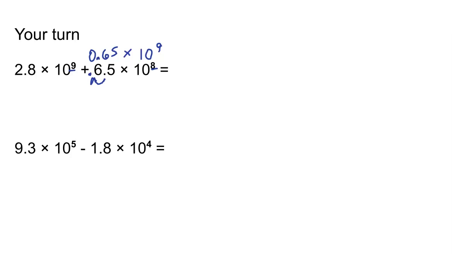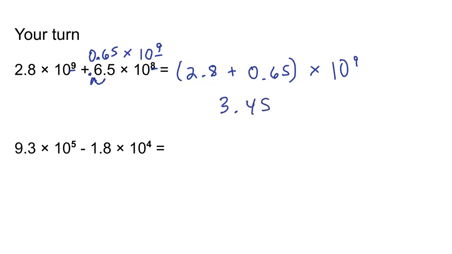And now the exponents are the same, so you can go ahead and add the coefficients, which gives you 2.8 plus 0.65 times 10 to the 9th power. And 2.8 plus 0.65 equals 3.45 times 10 to the 9th power. And that's the final answer. Next you have 9.3 times 10 to the 5th power minus 1.8 times 10 to the 4th power.